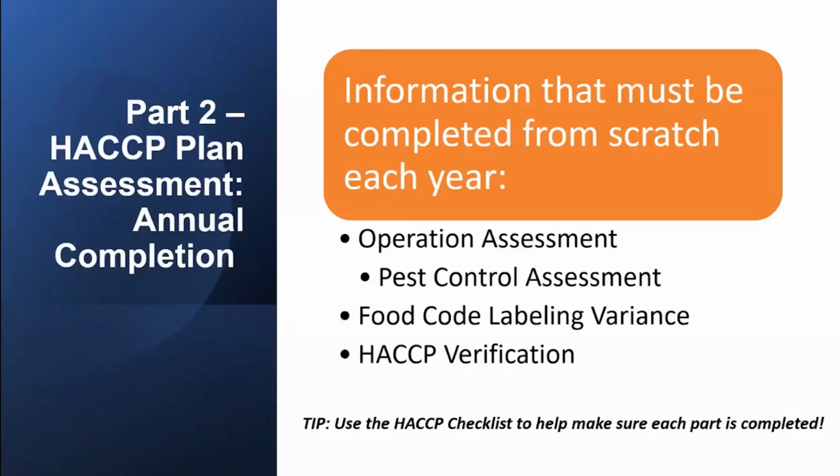So in this section, you will see a couple of subparts: the operation assessment, the food code labeling variants, and HACCP verification. To make sure all forms are completed and other necessary documents are included in the HACCP plan, you can use the HACCP checklist on our webpage as a tool for this commercial HACCP plan. Just a little pro tip there.